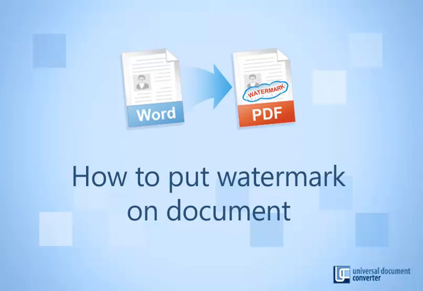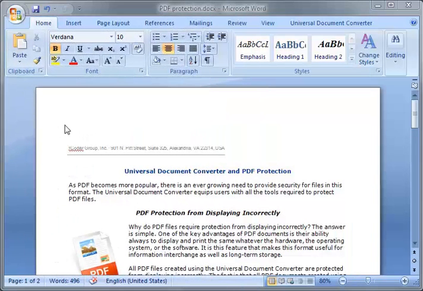This tutorial will show you how to use an image file to add a watermark to a document. Let's say you need to convert a Word file to a PDF and add a picture to the document, perhaps a barcode or your company logo, for example. Click Print.